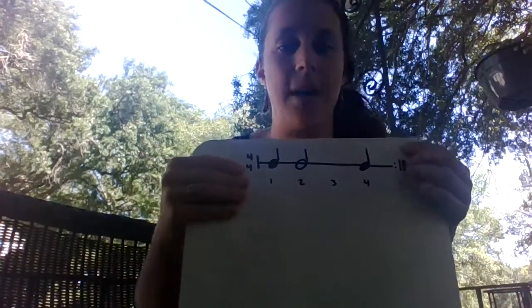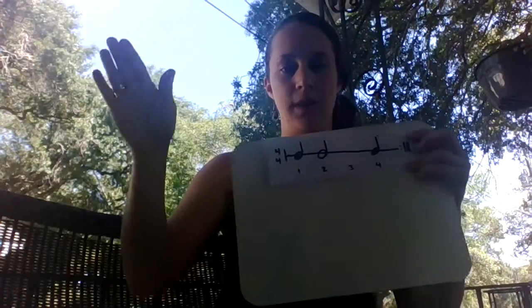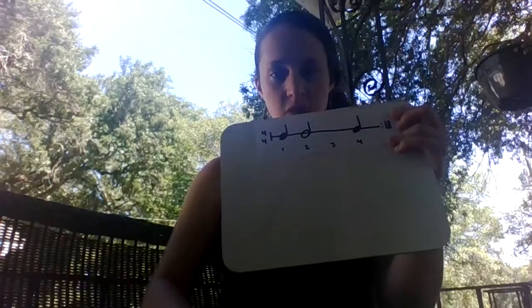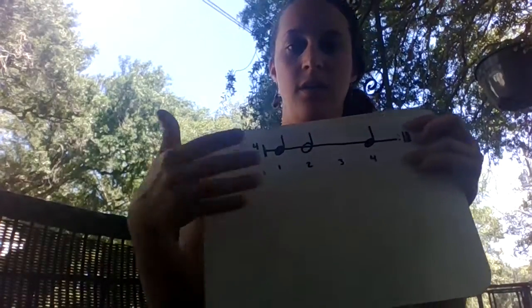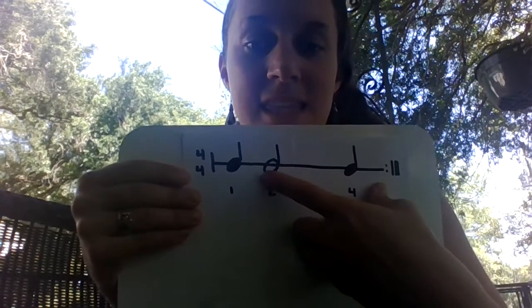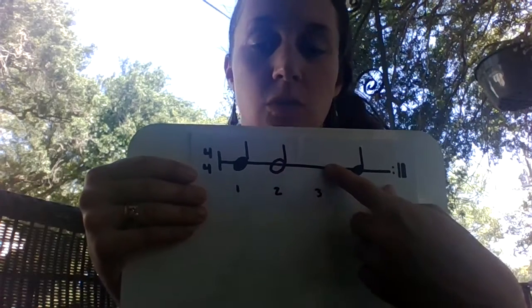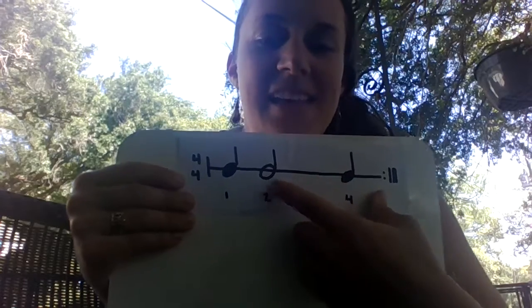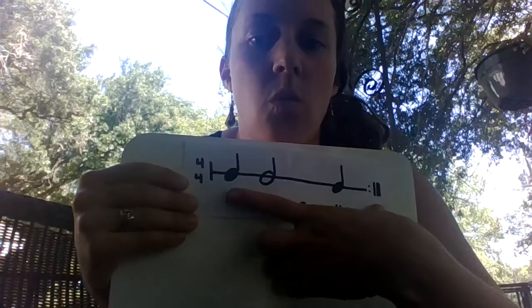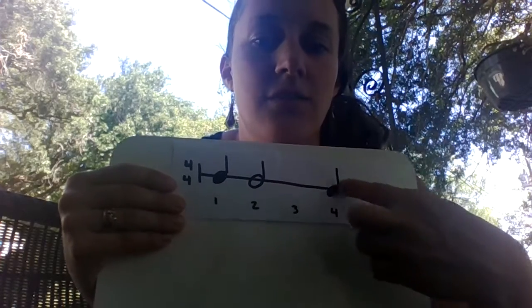And then I will repeat that. So it'll be 1, 2, 3, 4, 1, 2, 3, 4. Now, I didn't clap on 3 because the half note is worth that beat as well. So it's going to be 1, 2, 3, 4, 1, 2, 3, 4.